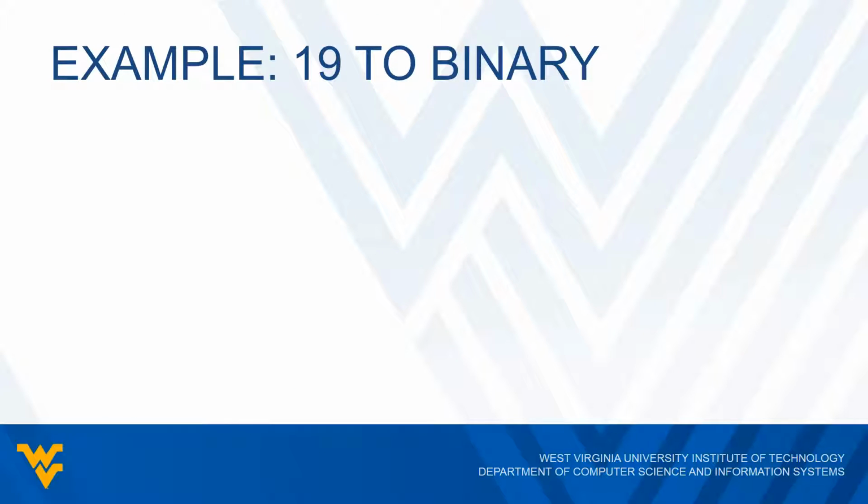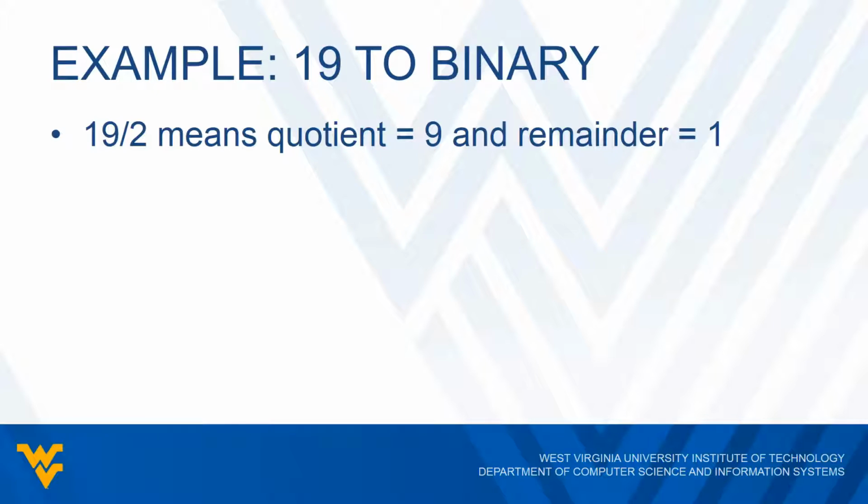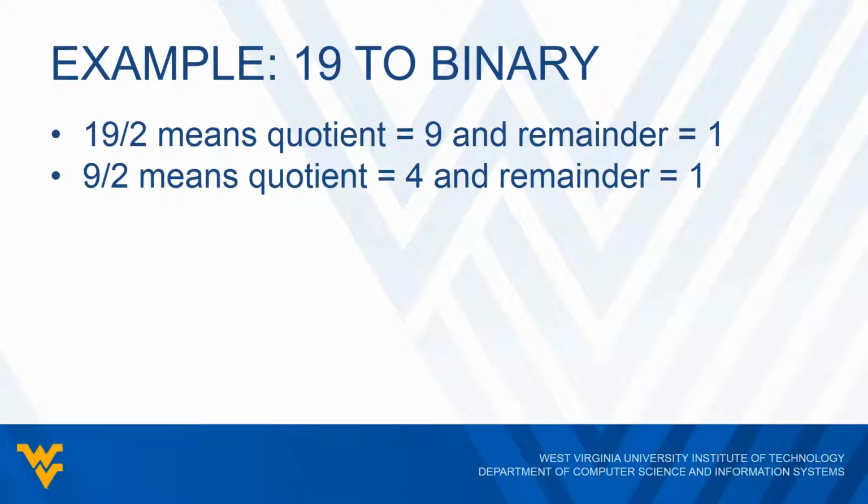Let's do an example where we would convert 19 into binary. So we'll start by taking 19 and dividing it by 2. So that means we get a quotient of 9 and the remainder is 1. So we'll just take note of the remainder. We'll then take the quotient and divide it by 2.